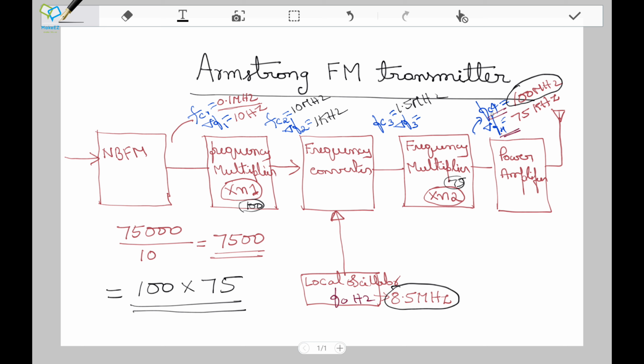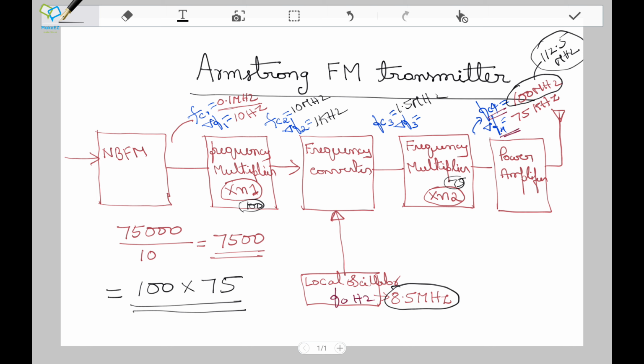So FC4 is equal to N2 times 1.5 megahertz. What we have taken as N2 here is 75, so 75 into 1.5 megahertz. If you multiply 75 and 1.5, you get 112.5, which is not the desired one. The desired one is 100 megahertz. So our selection of N1 as 100 and N2 as 75 is not going to satisfy the requirement.